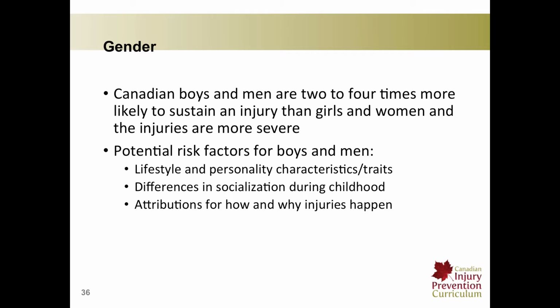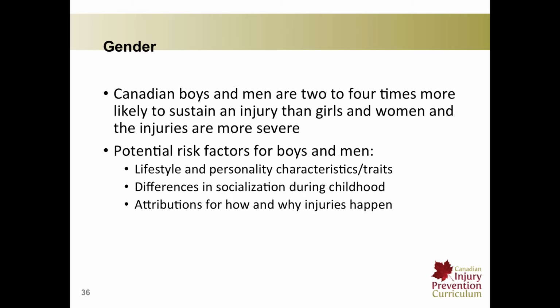Lifestyle and personality characteristics and traits, such as impulsivity, sensation-seeking and risk-taking behavior, differences in socialization during childhood, attributions for how long and why injuries happen, along with a variety of other factors, have all been investigated with a view to better understanding why a strong gender discrepancy begins early in life and persists along the life course.